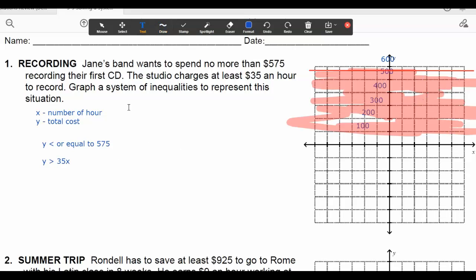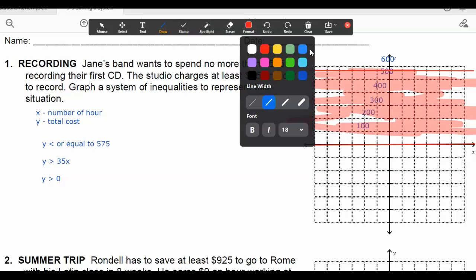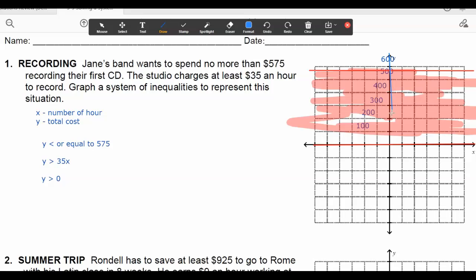And then the other thing is, we don't talk about it so much, but we know that her cost can't be negative. She's not going to have negative money. So y is also greater than 0. It doesn't matter so much, but we know she can't spend less than $0. So technically you have another line here. So her cost is going to be between 0 and 575. And then the number of hours is going to be similar. You can't have negative hours. So the x value has to be greater than or equal to 0.